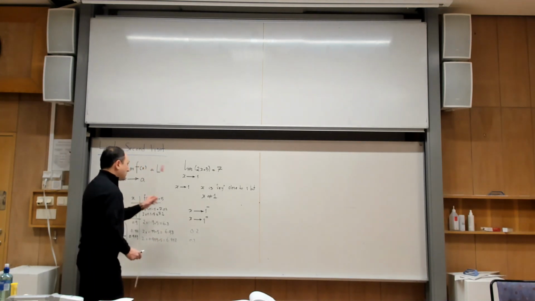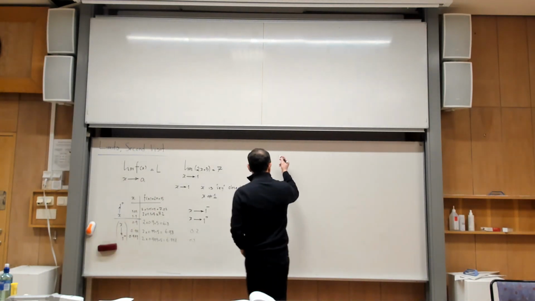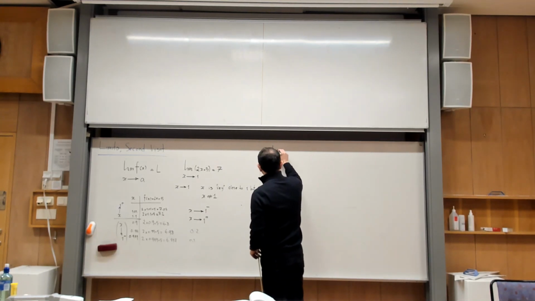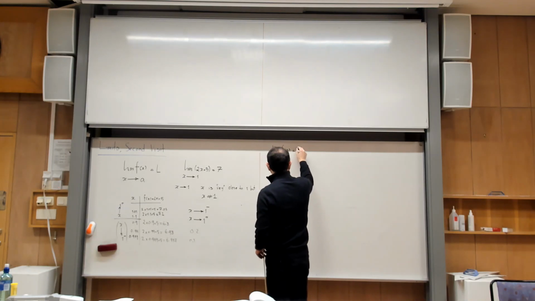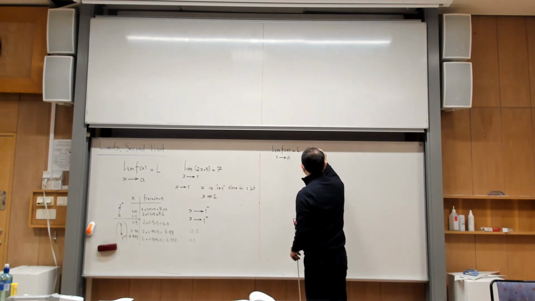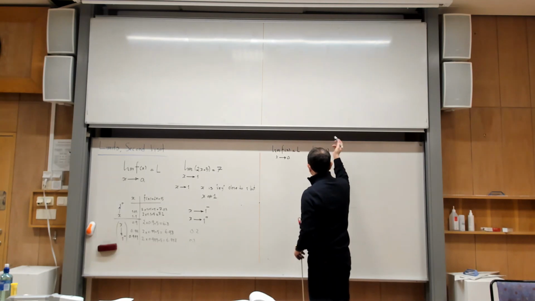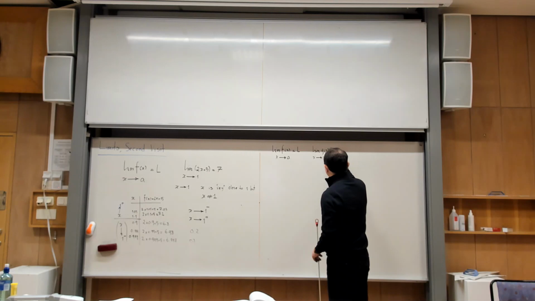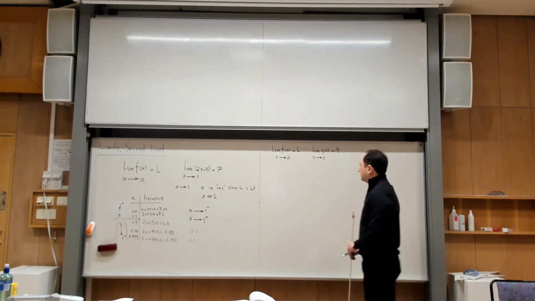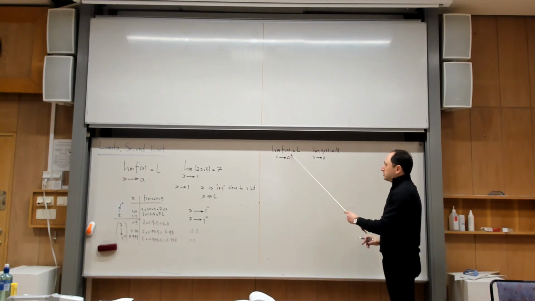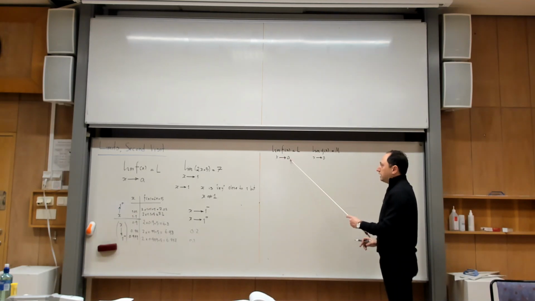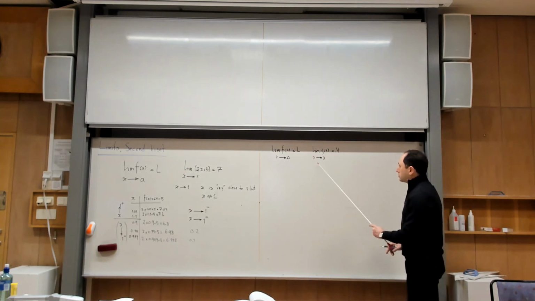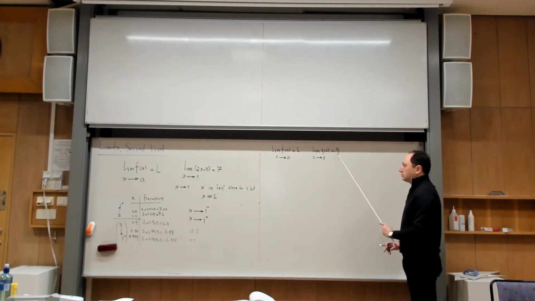So there are some theorems that I want you to know. If you have the limit of a function f of x when x approaches a is L, and you also know that the limit of another function, say g of x, when x approaches the same number a is, for example, m, what is the meaning of this? It means that when I am getting close to a, f of x is getting close to L, and when I am getting close to a, g of x is getting close to m.